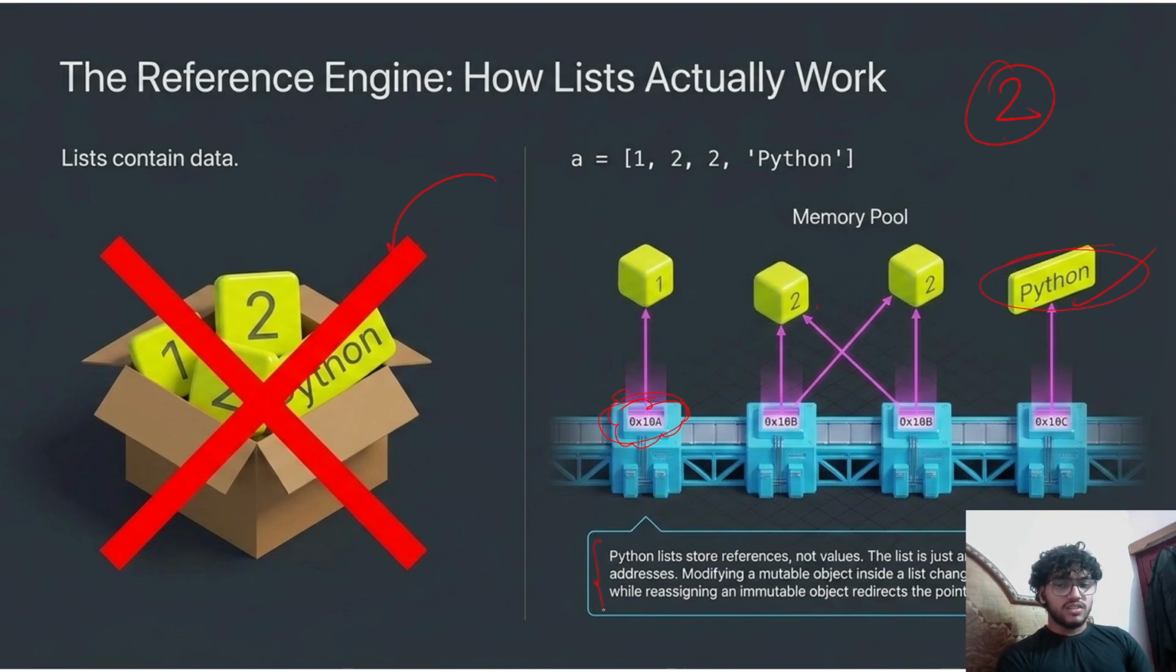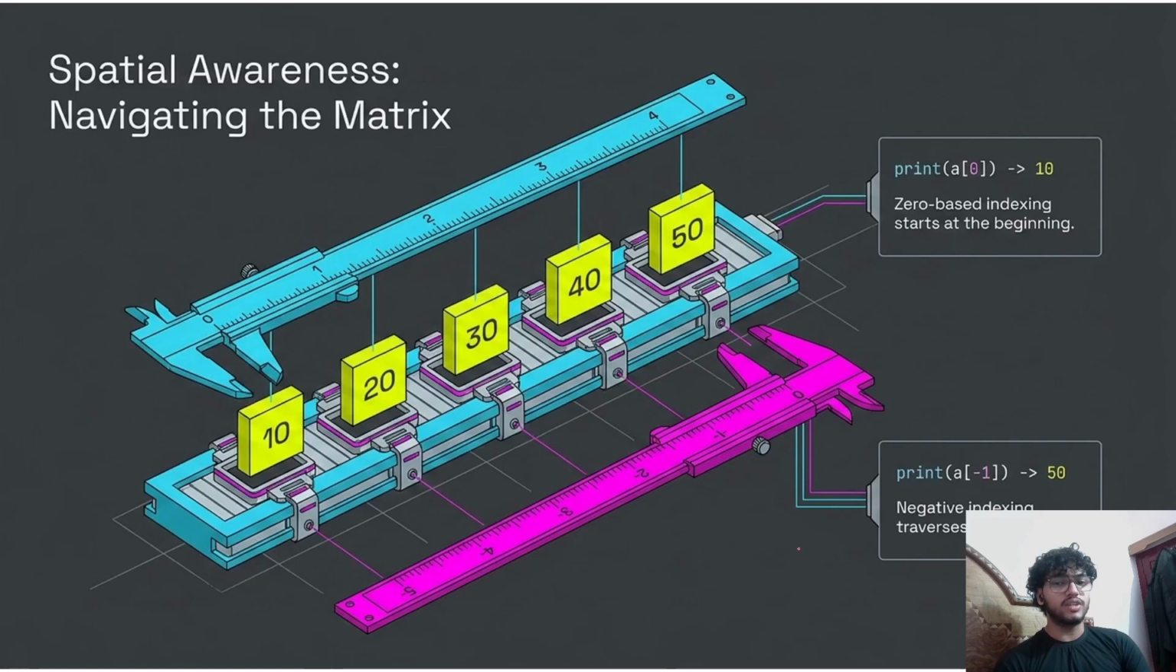As it's written here, Python lists store references, not values. This is just an index of memory addresses. Modifying a mutable object inside a list changes the original object, while reassigning an immutable object directs the pointer to a new object. Now it works the same as navigation in the string. You just write a, then the indexing you want. The same way it works with the negative indexes, as you can see. This is the positive index 0, 1, 2, 3, 4, and here it will start from -1, -2, -3, -4, and -5.